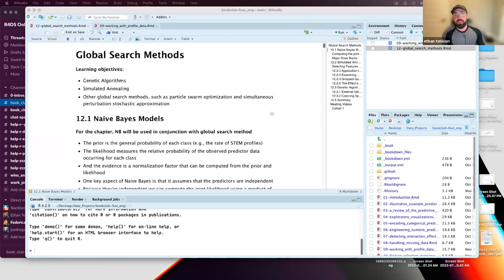Both of these methods essentially help you avoid finding a local optimum point and allow you to look at the entire global space of combinations in an efficient way. And those two algorithms are genetic algorithms, and then this new one that I had never heard of called simulated annealing.